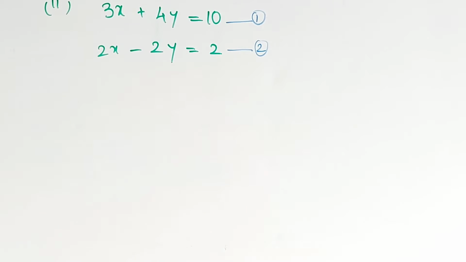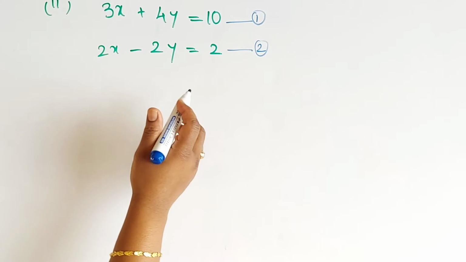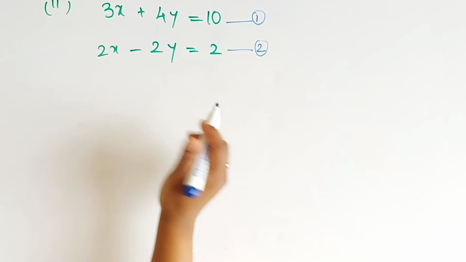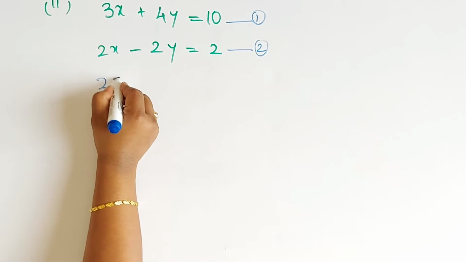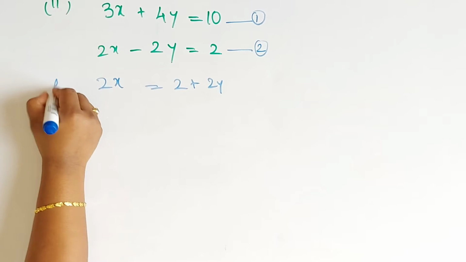Now for same equations we can use substitution method also. We'll see how it is children. First equation 3x plus 4y equal to 10. Second one 2x minus 2y equal to 2 children. Right? So from here I am getting 2x value equal to 2 plus 2y. This is from equation 2.